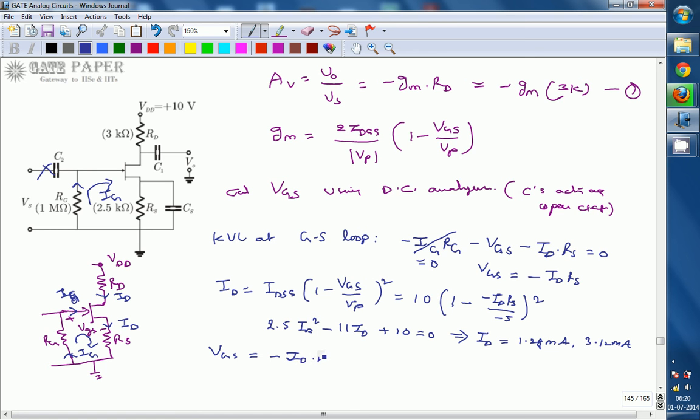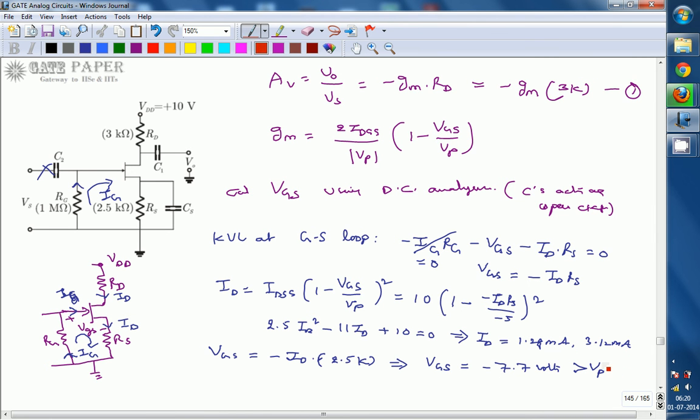RS is 2.5 kilo ohms. So if you go with 3.12, it will become minus something like 7.7 volts, which is greater than VP. But the voltage across gate to source is always lesser in magnitude than VP, or at most equal to the pinch-off voltage. So this condition doesn't exist. This condition never occurs.